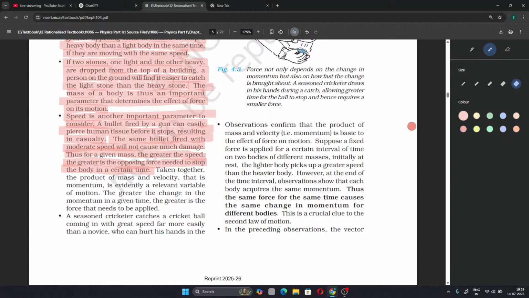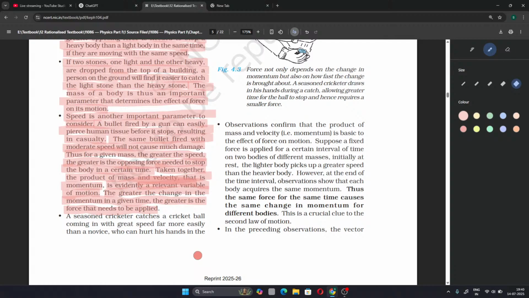If it is in case of rest, we consider other things. But for example, if you want to stop a moving body, it will depend on the mass of the body as well as the speed of the body. Taken together, the product of mass and velocity, that is momentum, is evidently a relevant variable of motion. The greater the change in the momentum in a given time, the greater is the force that needs to be applied.